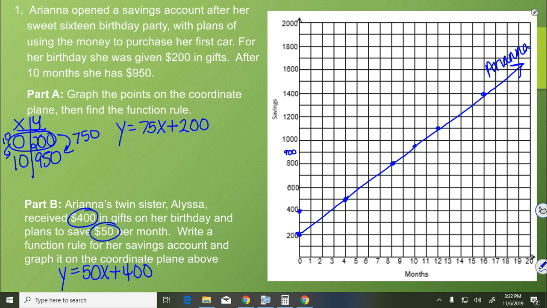And since 50 is half of 100, it's like going up 1 over 2 because I would go up 100 every 2 months. So we can follow that pattern. And then draw your nice line through the points with an arrow on the end and label it with Alyssa.